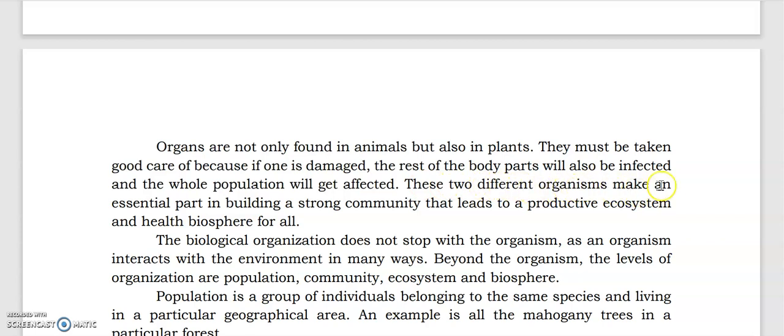These two different organisms make an essential part in building a strong community that leads to a productive ecosystem and healthy biosphere for all. The biological organization does not stop with the organism as an organism interacts with the environment in many ways. Beyond the organism, the levels of organization are population, community, ecosystem, and biosphere.